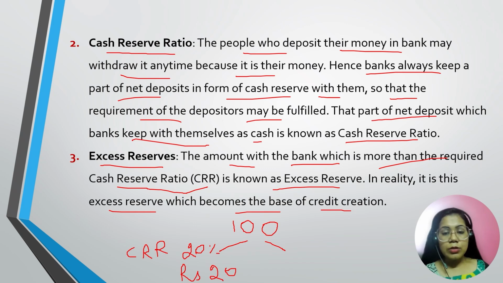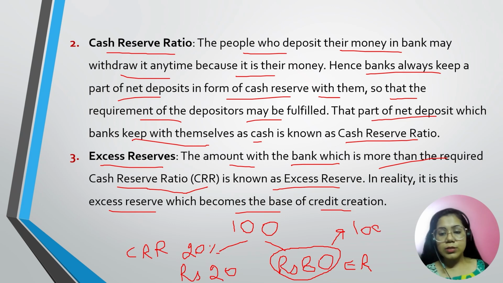Now the amount remaining is how much? It is rupees 80. So what is this 80? This 80 is the excess reserves, which is ER, or we can even write it as ERR. So this 80 rupees is the amount which the banks use for credit creation. That is, this is the amount with which they give out loans. Yes. So now I hope it is clear what CRR is and what the excess reserve is.